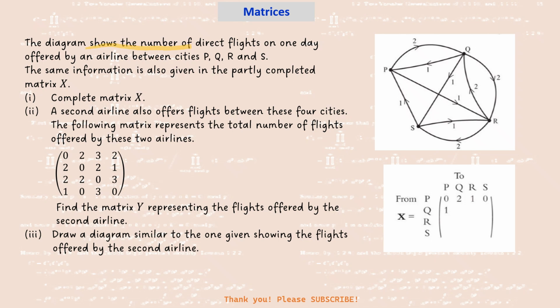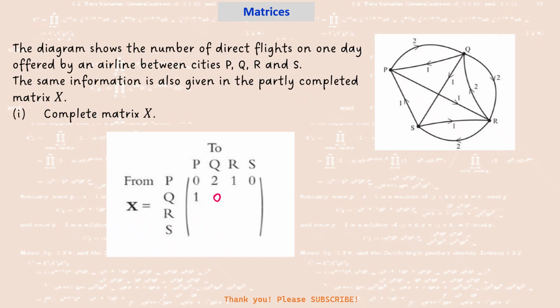The diagram shows a number of direct flights on one day offered by an airline between the cities P, Q, R, and S. The same information is also given in the partly completed matrix X. So we need to complete the matrix X. That's the first bit. So let's do that. We'll move on to the other questions.